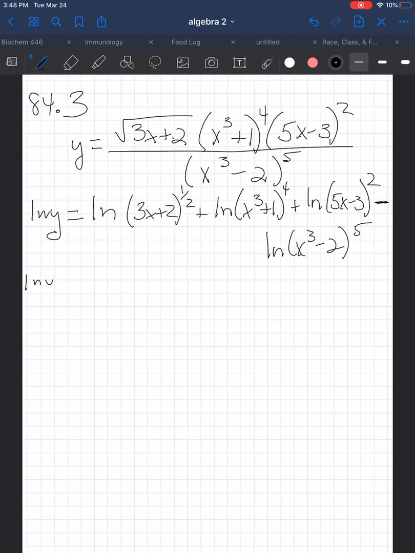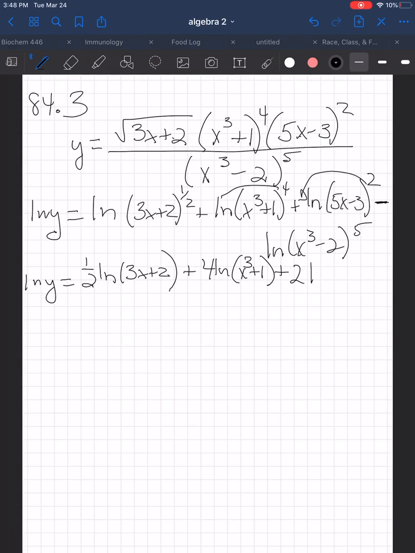Okay, then that further simplifies to 1/2 ln of 3x plus 2 plus 4 ln of x cubed plus 1 plus 2 ln 5x minus 3, then minus 5 ln of x cubed minus 2. All right, now take the derivative of both sides.